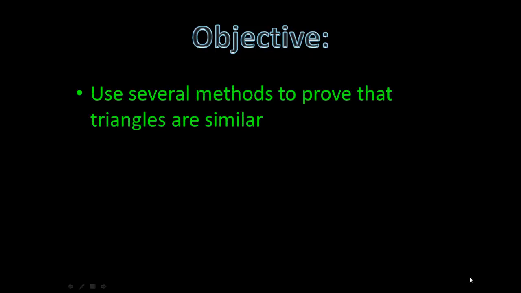All right, our objective, we have but one: to use several methods to prove that triangles are similar. That's it. Okay, so we're going to give you a whole bunch of different ways. A lot of it is going to be like what we did to prove triangles congruent, but there is going to be the difference that we're just proving them similar. So keep that in mind, all right?